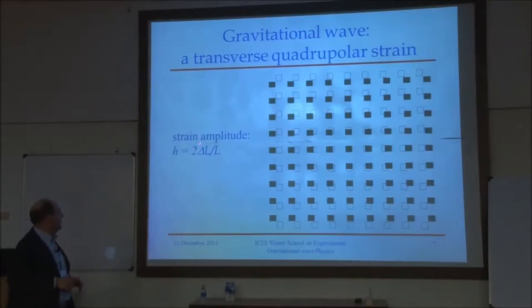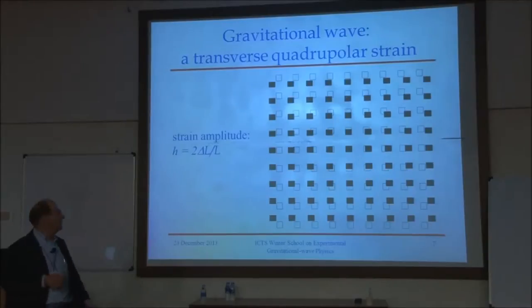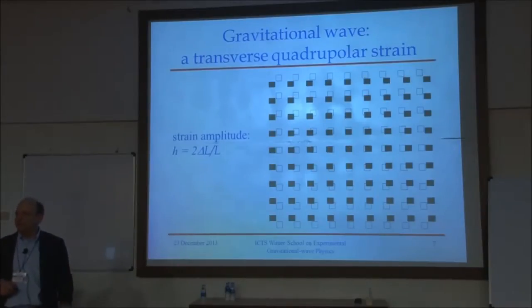Now, for reasons that I don't want to mention now, but if someone reminds me in my second lecture, I'll point out why this factor of 2 historically came in. We characterize the amplitude of the wave by this scaled strain amplitude that we call little h, and it's equal to 2 times the fractional separation change between any pair of test particles. That's the amplitude of the wave. So the units of the amplitude of a gravitational wave are dimensionless, right?